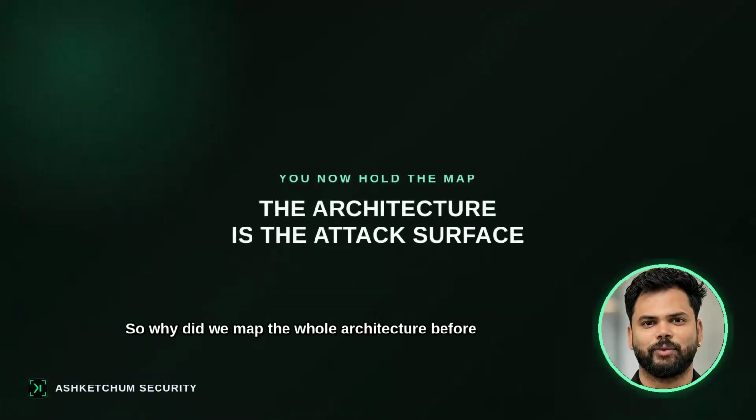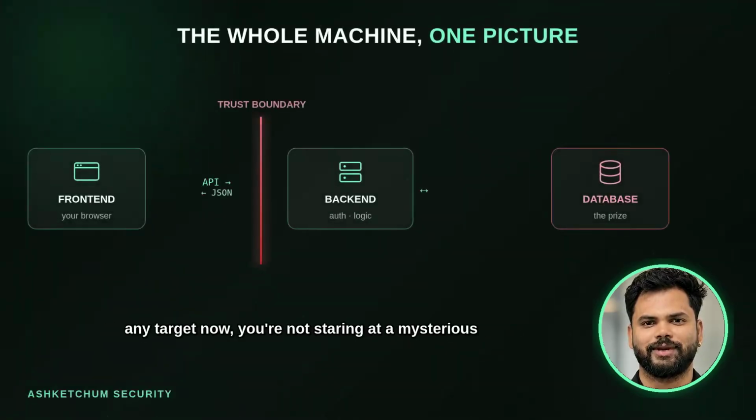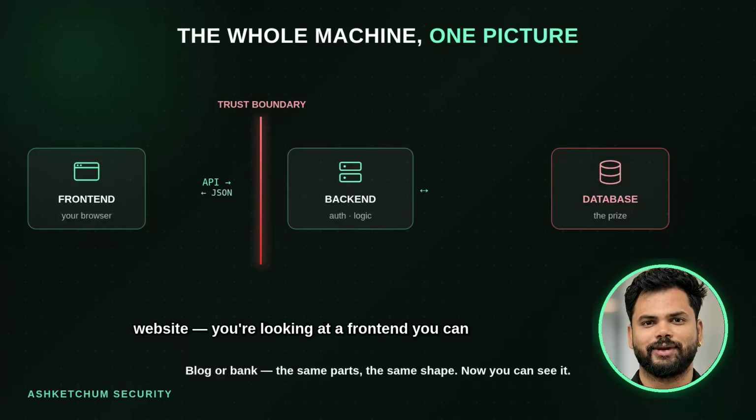So why did we map the whole architecture before touching a single exploit? Because this diagram is your attack surface, laid out in advance. When you approach any target now, you're not staring at a mysterious website. You're looking at a front end you can read for clues, an API you can probe endpoint by endpoint, a backend you can test for the checks it forgot, and a database you're ultimately trying to reach.